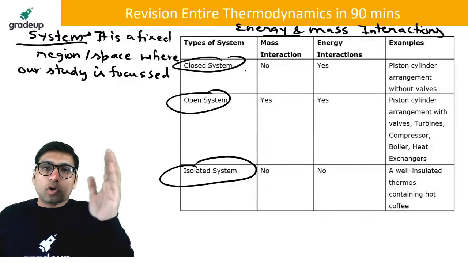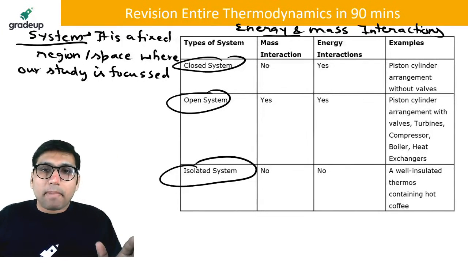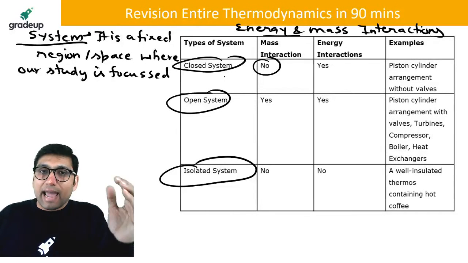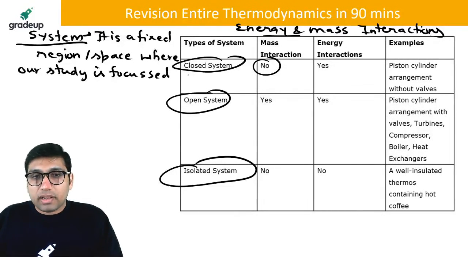Now in the closed system there is no mass interaction. Mass interaction does not take place in a closed system. We call it closed because it is a control mass system. It is also called a control mass system.